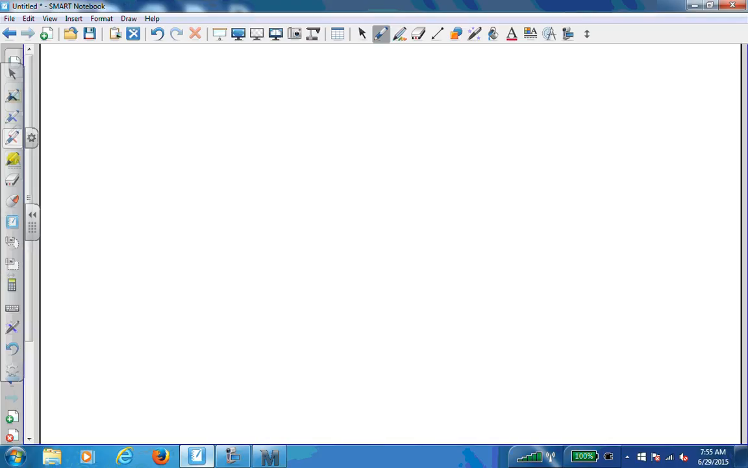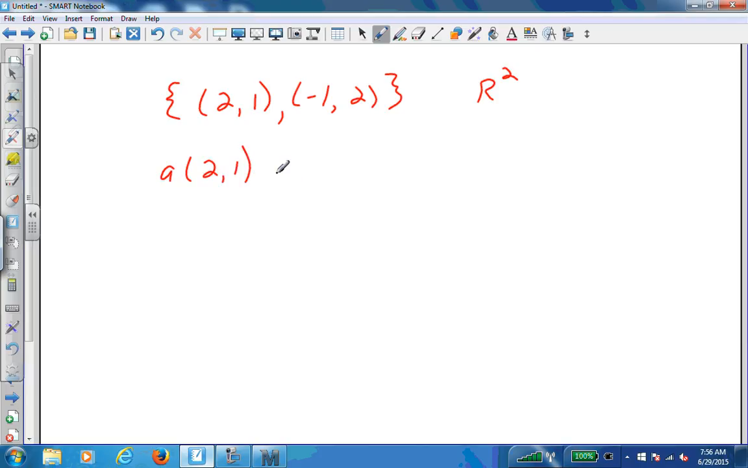And we'll look to see, well, what is the relationship? Let's do this one. Let's take the vector 2, 1, and the vector negative 1, 2. And let's see if it spans R2. So let's see, can we take something times the first vector plus something times the second vector and get any possible vector in R2?